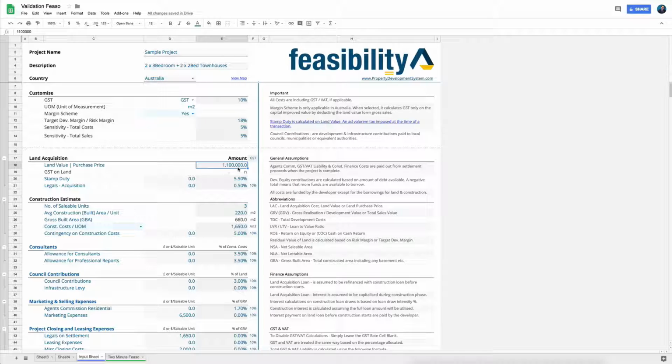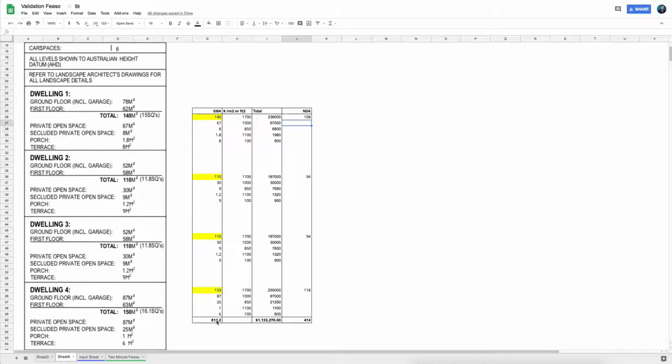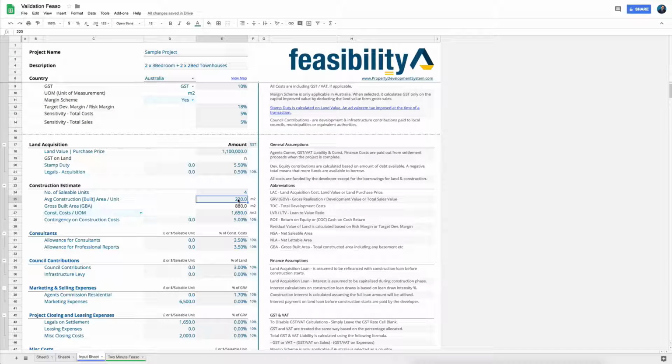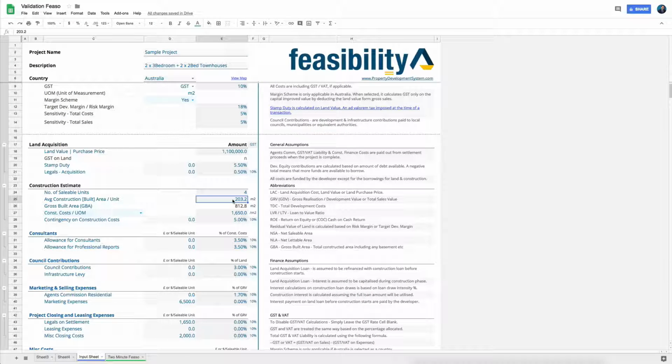So we've got 1.1 mil over here. You've got the stamp duty at 5.5%. Legal acquisitions, I will leave that at 0.5%. Number of saleable units. Now in this scenario, I've got 4 saleable units. Now over here, average construction built area per unit. Now, how do I find that number? The way to do that is that I've got 812, and what I'll do is I'll just divide 812 by 4, because I'm building 4 units. So now I know that over here I can actually put 203.2. That's the number that I've got from 203.05. Let's just put 204 for example. It's a nice round number.